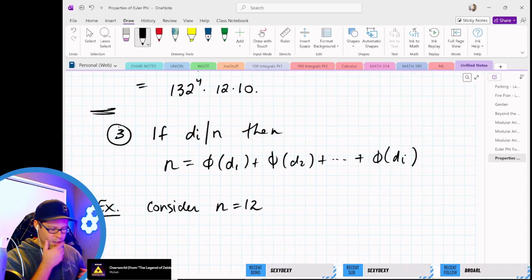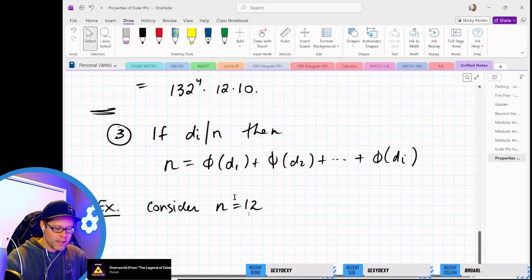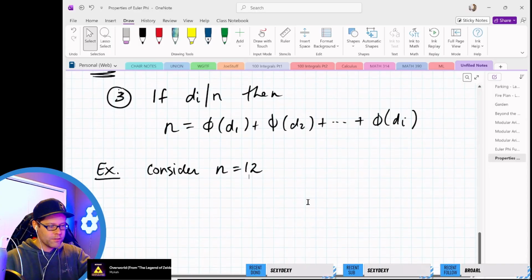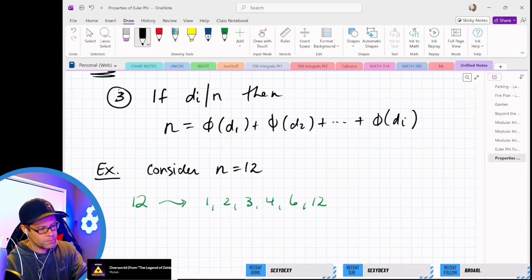And this one is a little bit tricky to prove too. We have to think about fractions and how fraction relationships work. So I'm going to skip over the proof of this one, but you can take a look in your textbook if you want to better understand how to prove that one. But let's take a look at an illustrative example. I'm going to calculate all of the divisors of 12. So 12 has the following divisors: 1, 2, 3, 4, 6, and 12.